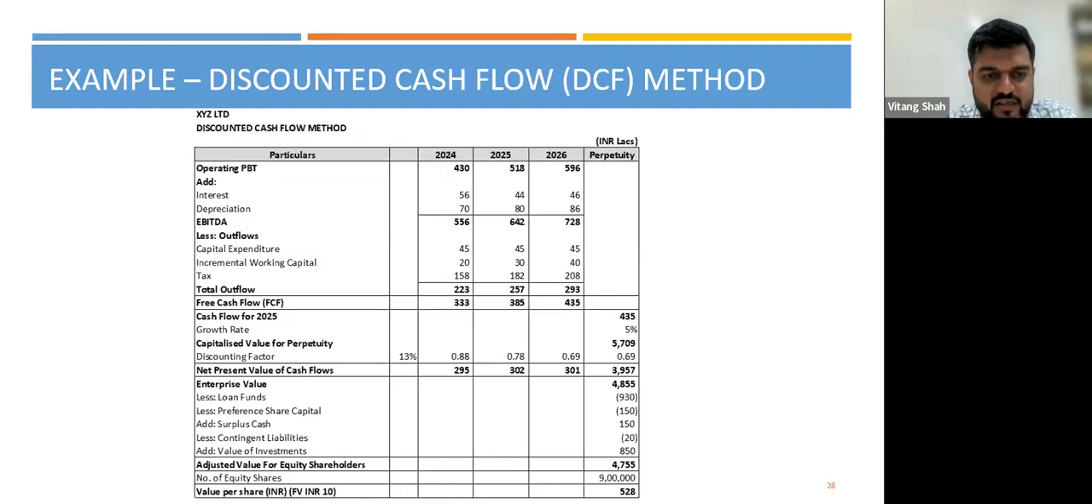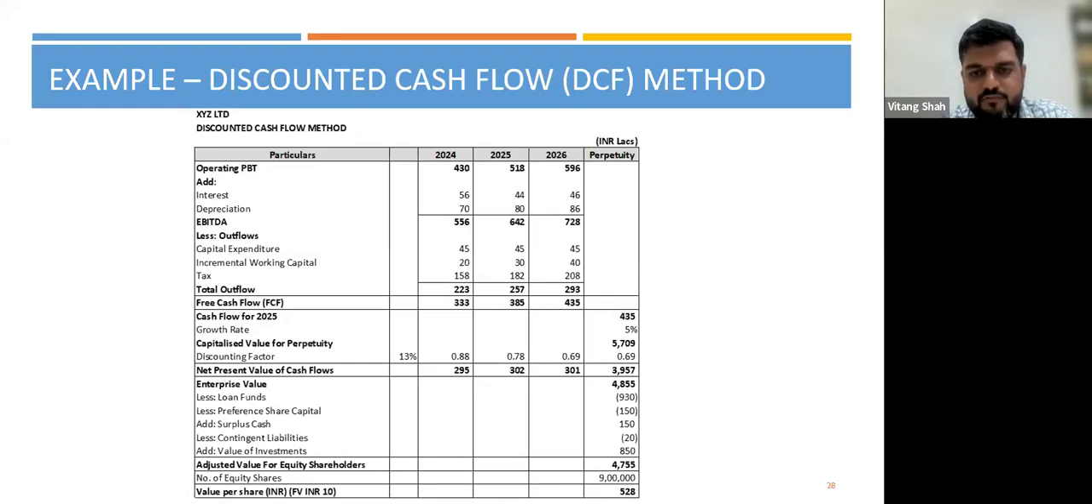Once you have arrived at EBITDA, you reduce the other three components we just referred to: the CapEx, which is the capital expenditure; the incremental working capital requirement, since as the business grows, more and more money gets blocked in working capital; and the tax outflow on account of the profits the company earns. After you have reduced the outflows, you arrive at the free cash flows.